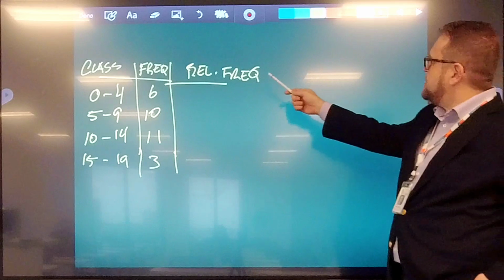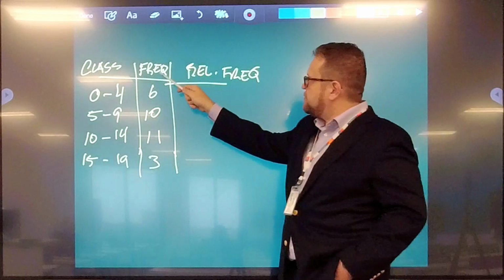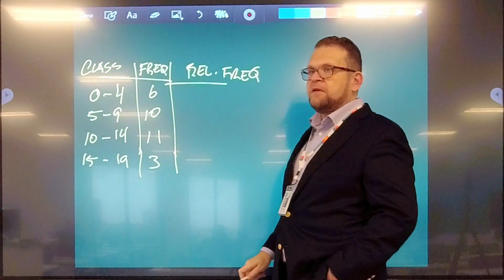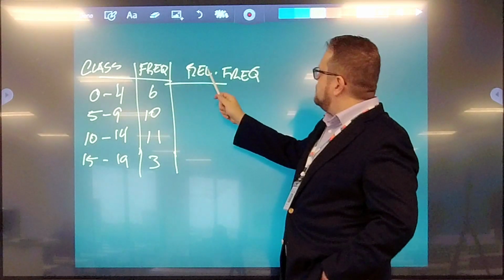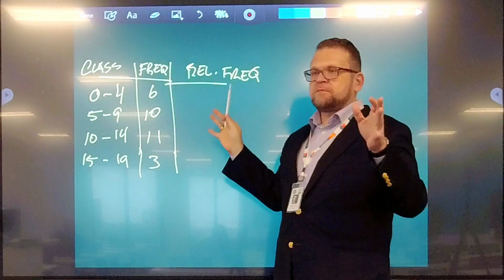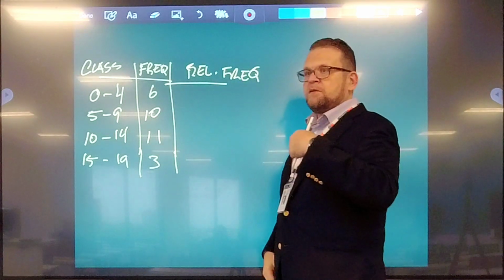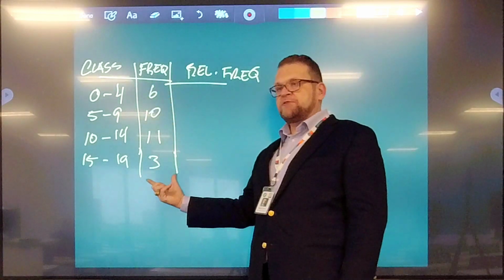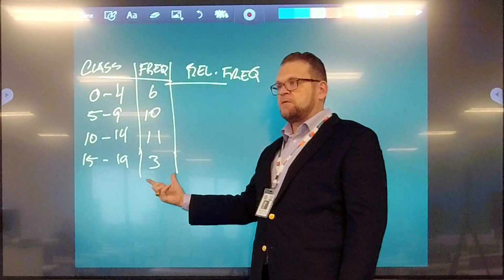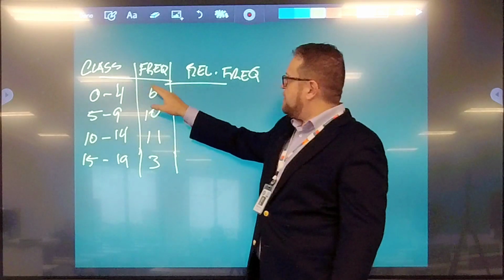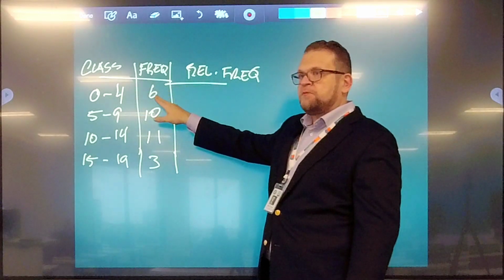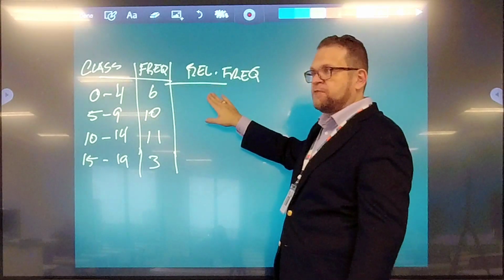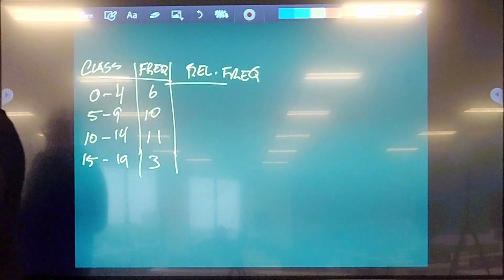What do these words mean? Relative frequency. This is the frequency: I saw this happen 6 times. How many times something happened, but it's going to be relative. Relative to what? The size of the sample. This is 30 observations. In this class, there were 6 observations. So relative to the entire sample, this is 6 out of 30. Okay?